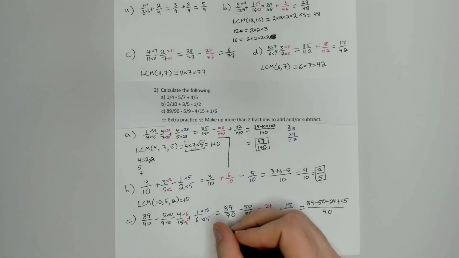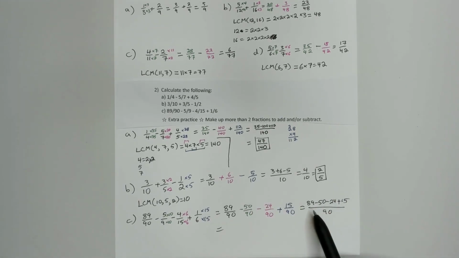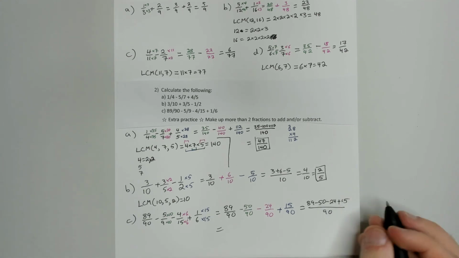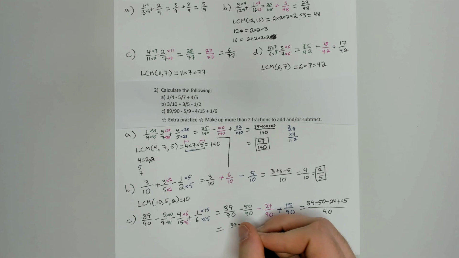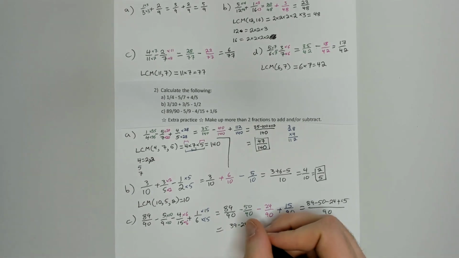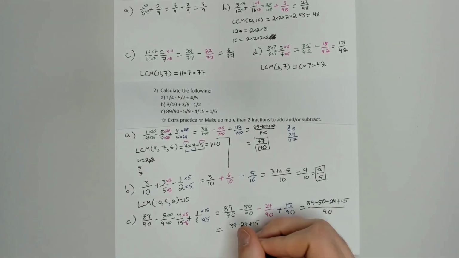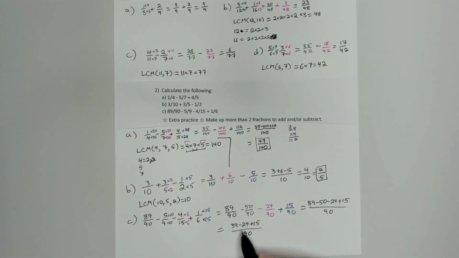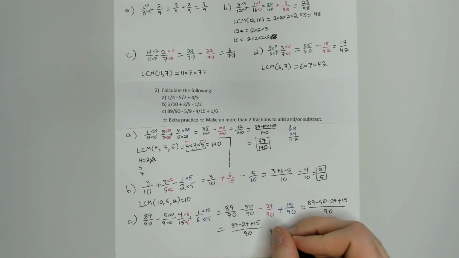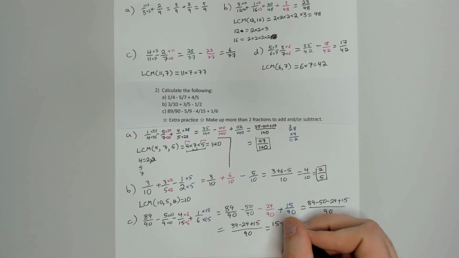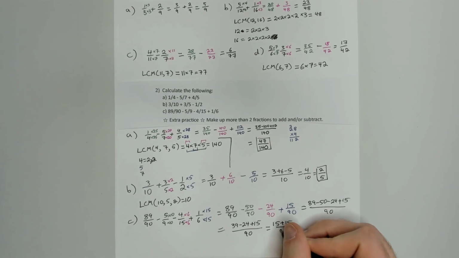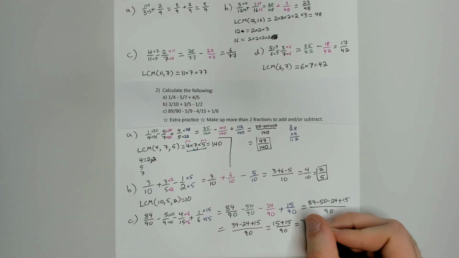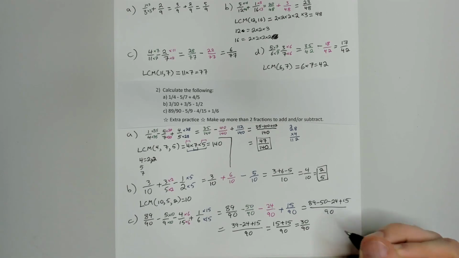So then if you work that out, 89 minus 50 is 39 minus 24 plus 15. So let's write that. We can do this in multiple steps, nothing forcing us to do this all at once. And then 39 minus 24 is 15. So we get 15 plus 15. And 15 plus 15 is 30. So we have 30 out of 90.